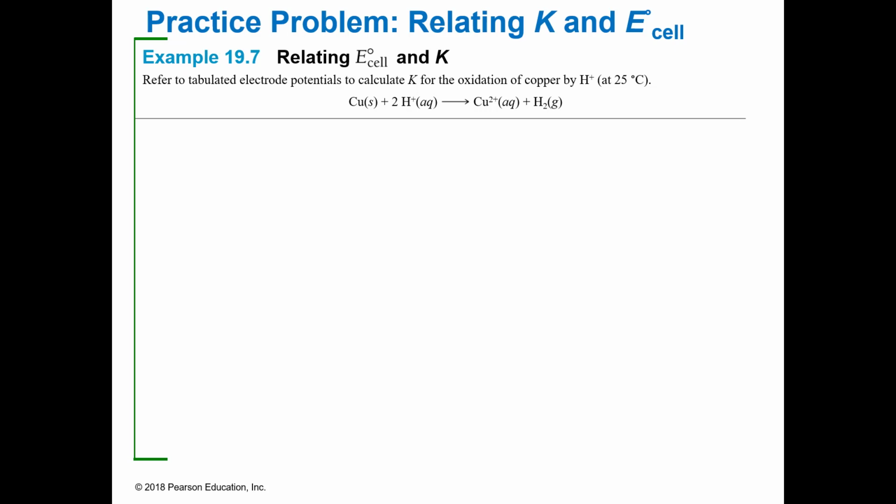All right, so what we know is, if I know what delta G naught is, delta G naught is equal to negative RT ln K. So if I can solve for that, then I can solve for K. And because they say look at the electrode potentials, we know that delta G naught is equal to negative n times Faraday's constant times the standard cell potential. So there's our plan of action. And then what we see is the copper is being oxidized and the hydrogen ion is being reduced.